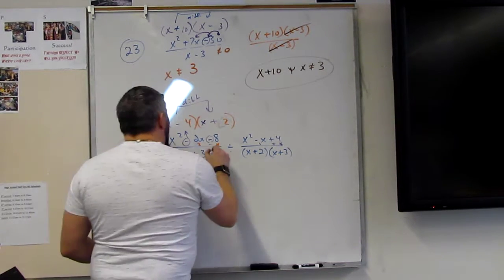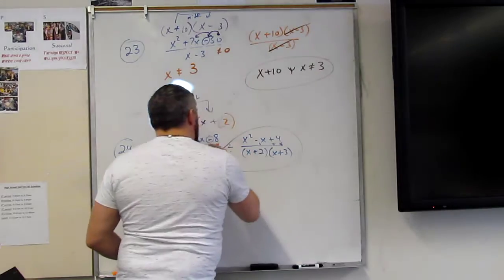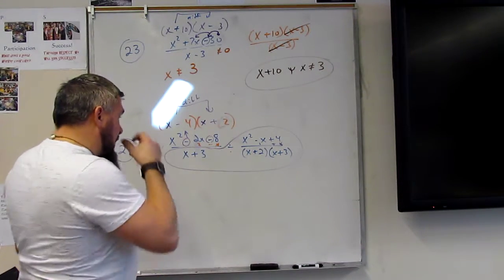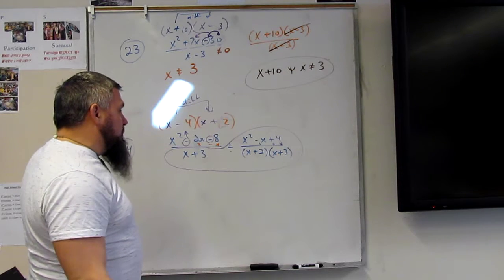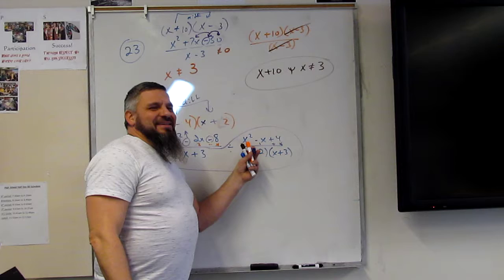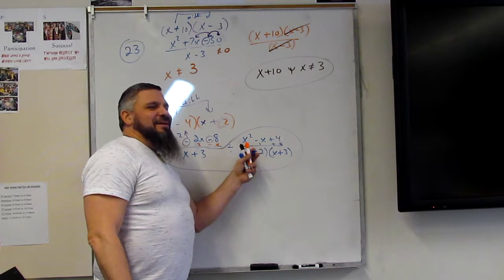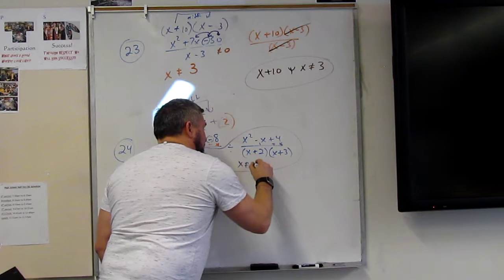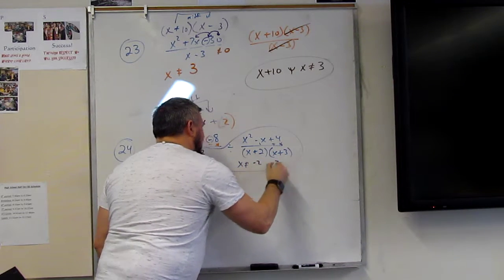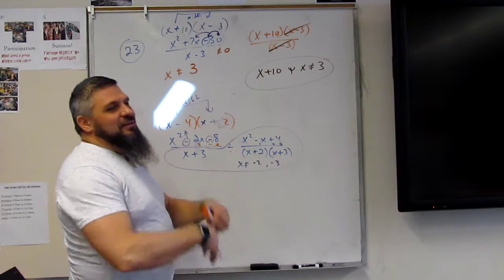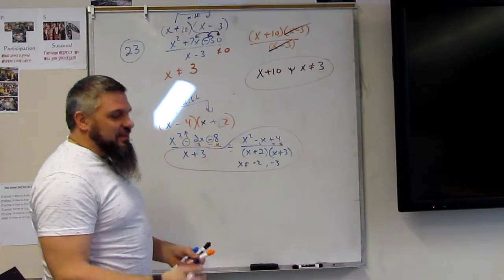Okay, so now we're dividing, right? That means none of this can go to 0. None of that can go to 0. Okay? To figure that out, unfortunately, you need the quadratic formula. These two are easy. X cannot be -2, -3, right? But to figure this one out, it's the quadratic formula, unfortunately.